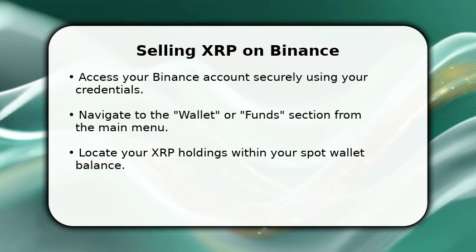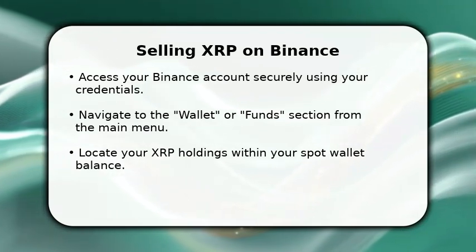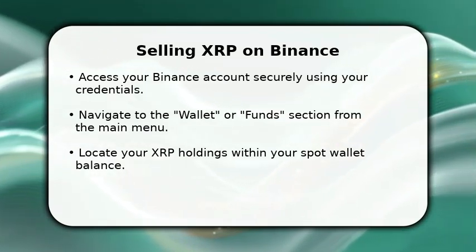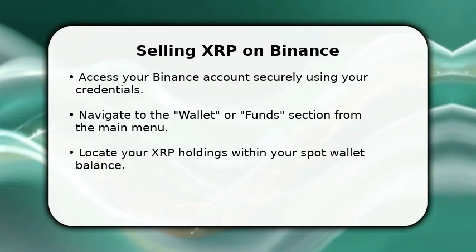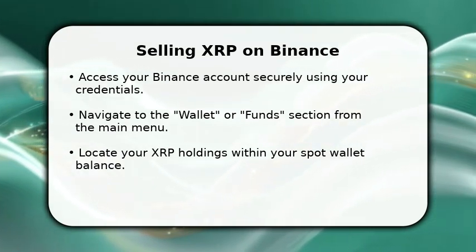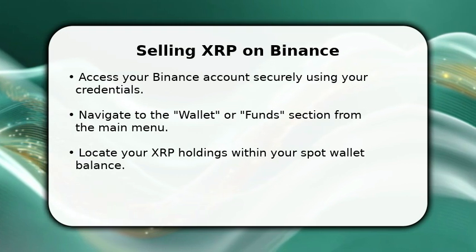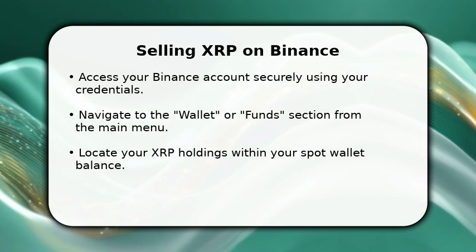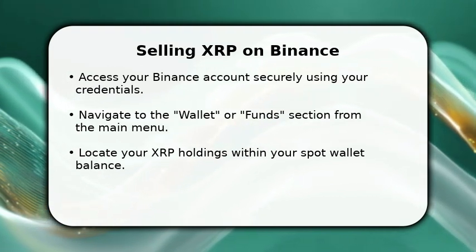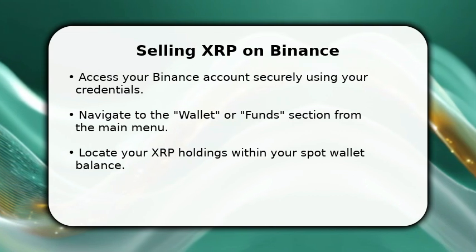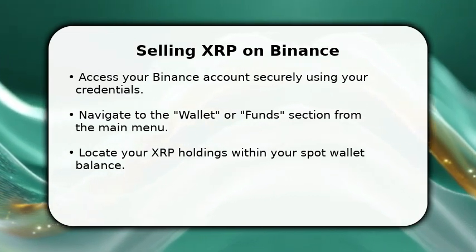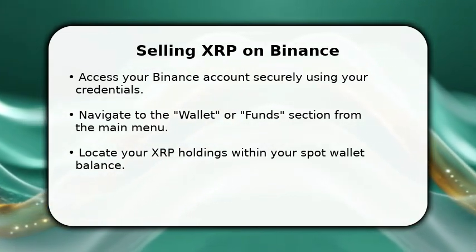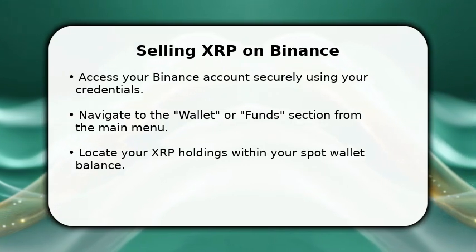In this video, I will explain how to sell XRP on Binance. First, you will need to log into your Binance account. Once logged in, navigate to your wallet. You can usually find this option in the top right corner or a main navigation bar. From there, select your spot wallet to view all your cryptocurrency holdings, including your XRP. Ensure you have two-factor authentication enabled for security.